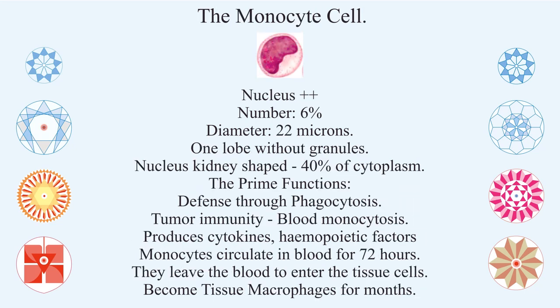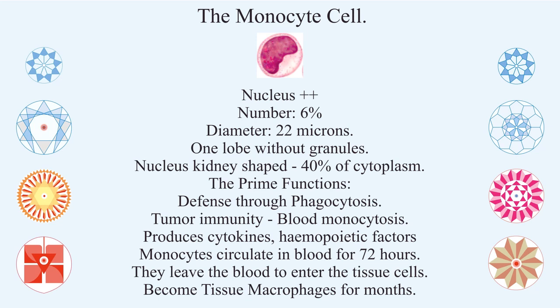Agranulocytes. Monocyte is the first cell. As you can see, the nucleus is almost 40% of the size, and it looks more or less like a kidney bean, rajma. The number is 6%. Many a time this can show along with lymphocytes and you can be confused because they look almost identical. Diameter is almost 22 microns, almost double the size of what you normally see in neutrophils. One lobe without a globe.